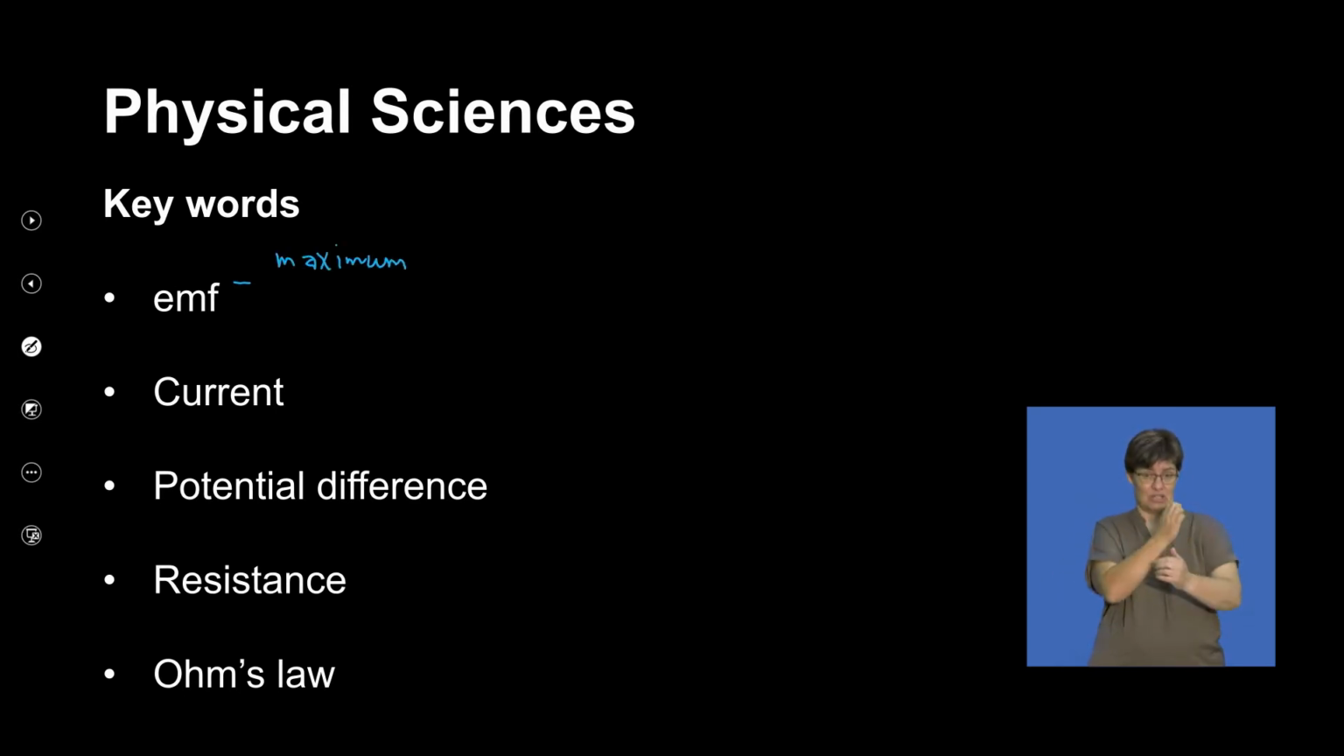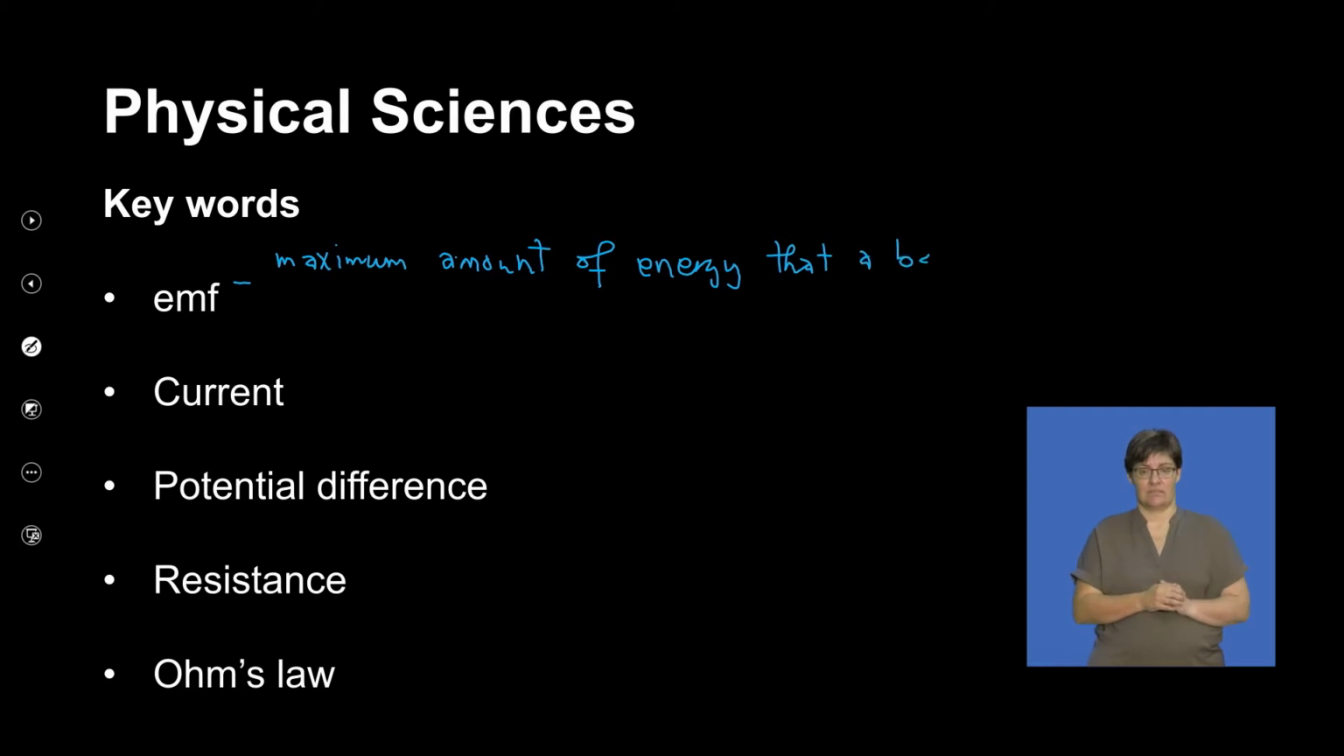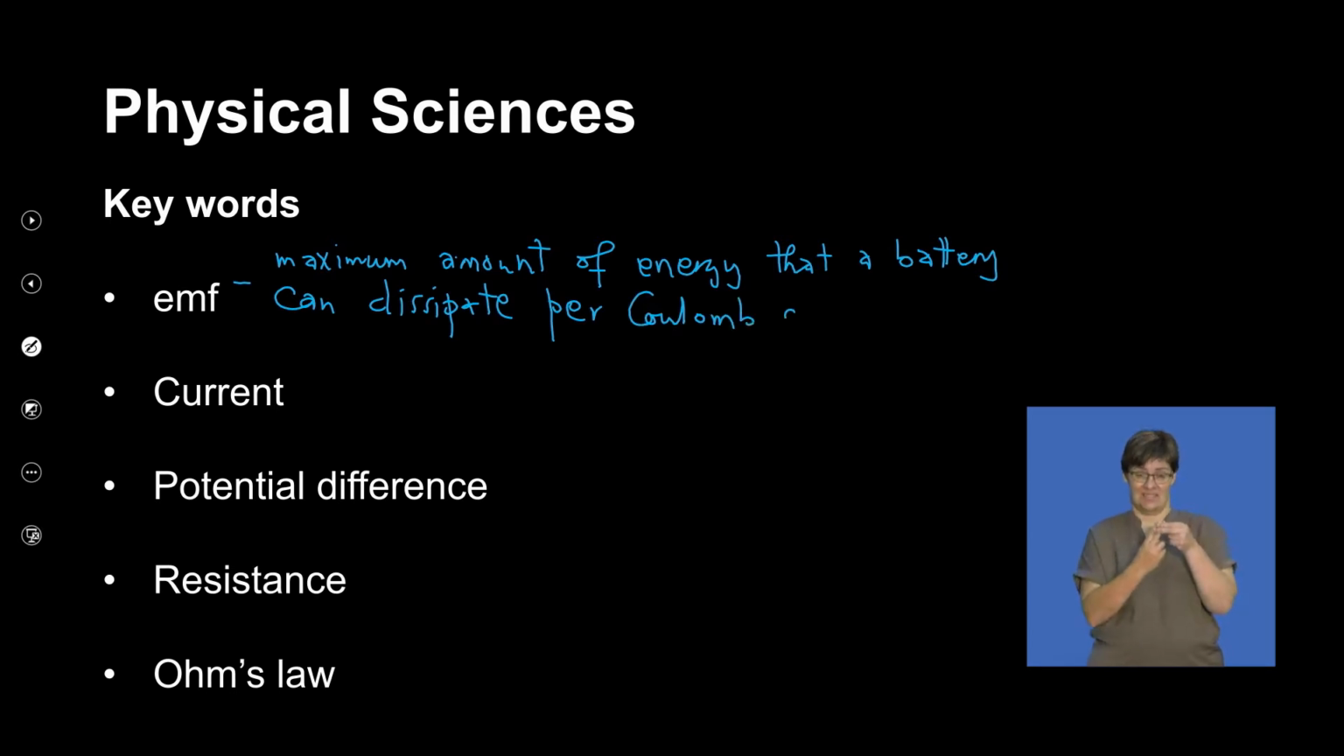We know something about EMF, which has to do with the maximum amount of energy that a battery can dissipate per coulomb of charge. So the coulomb is the SI unit of charge. Right. So there's a difference again between EMF and EMF reading.